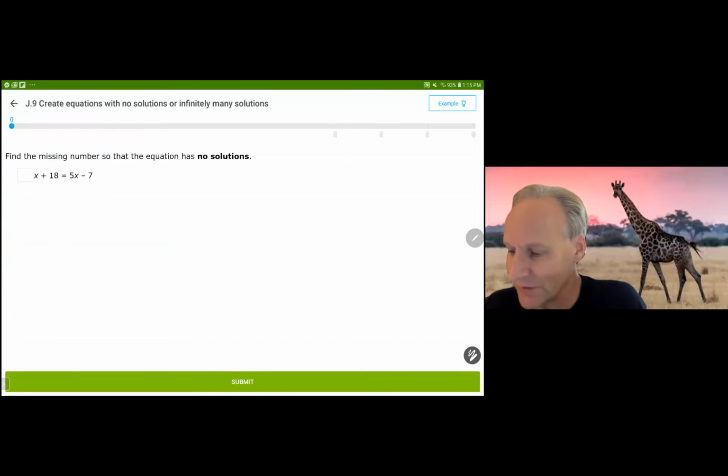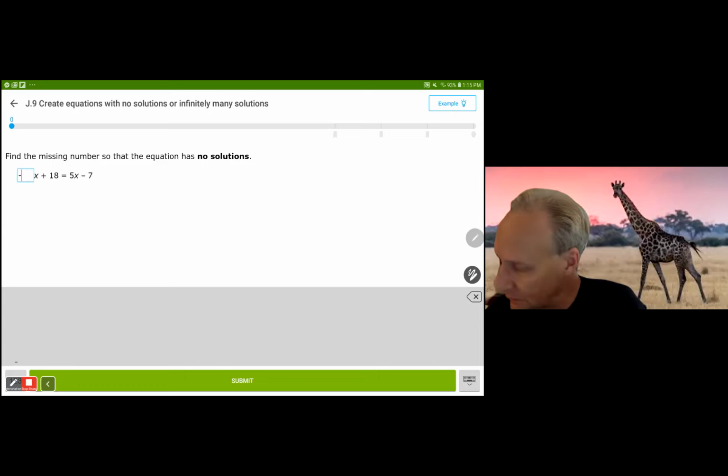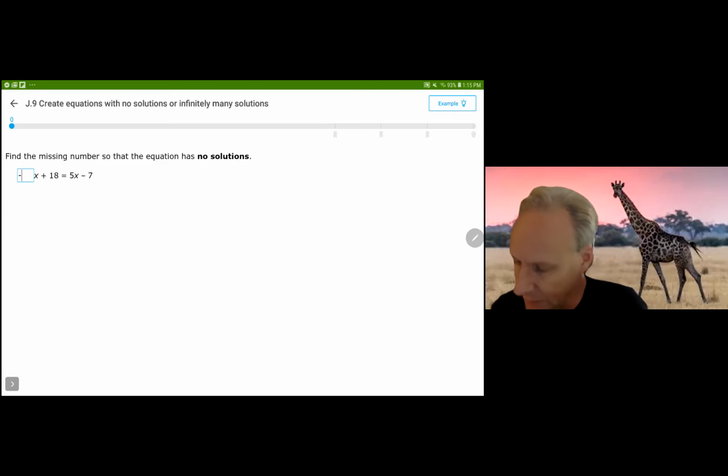Find the missing number so the equation has no solutions. So we know that the two coefficients on the x's have to be equal, and if the numbers are different, then it's going to have no solutions. So it's going to be a 5. Oh, come on. There we go. 5.